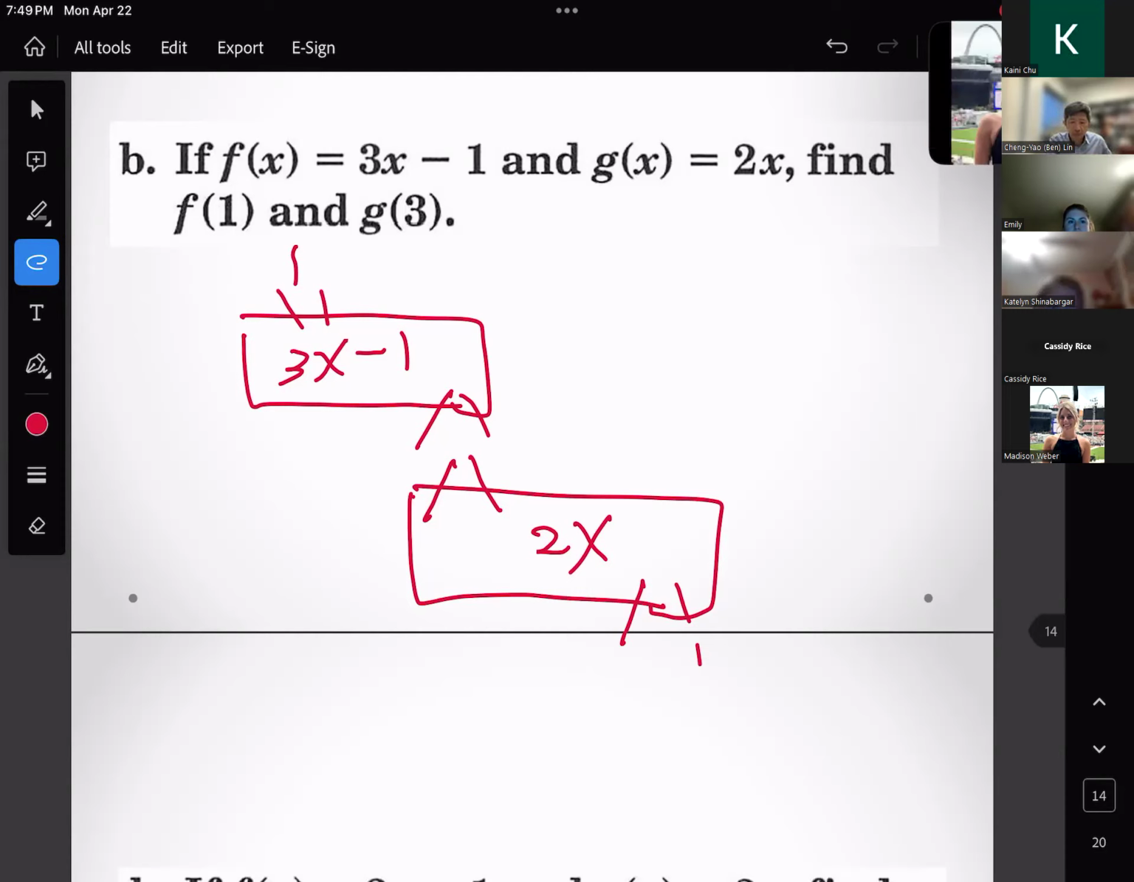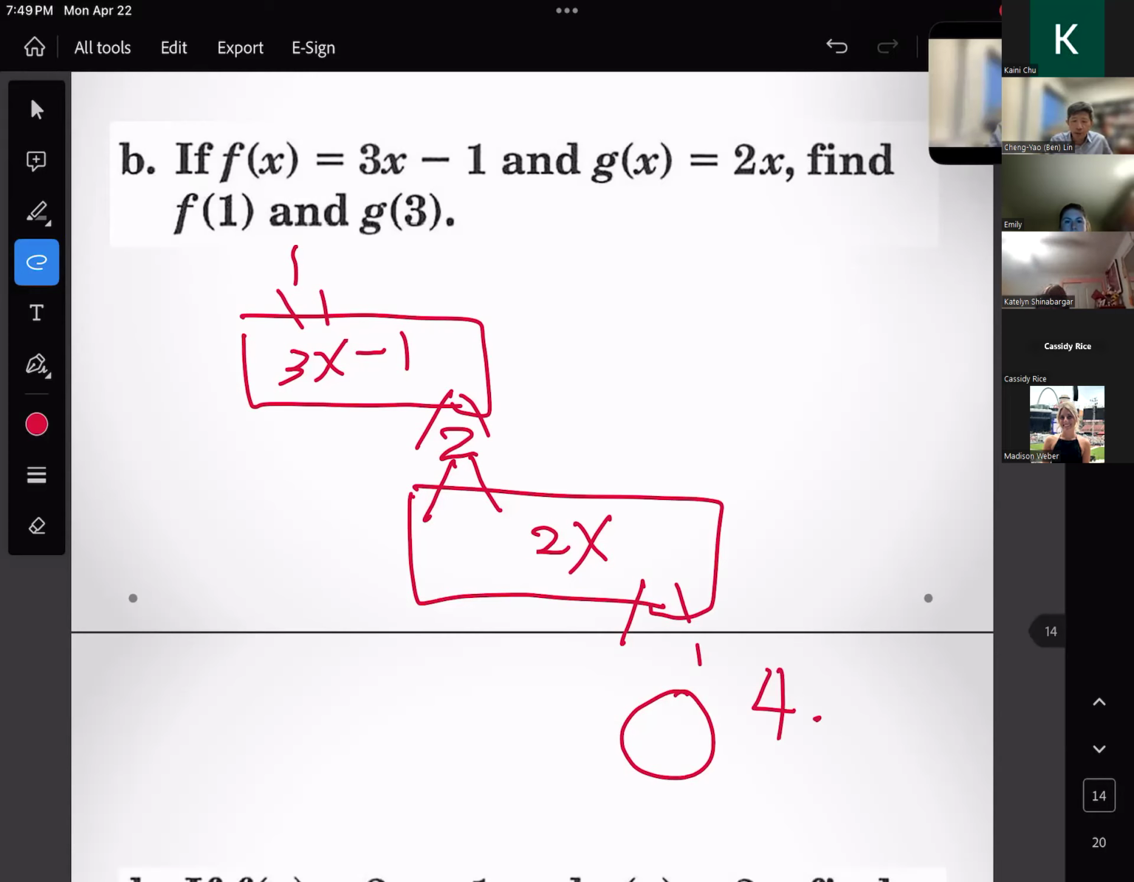Do you want the end output or just the output of the first one? I think I want the output here. So 4. Okay, let's try it. You have 3 times 1 minus 1 is 2, right? Yes, very good. So here is 2, right? And 2 times 2, did you get a 4? Very good. The output is a 4.